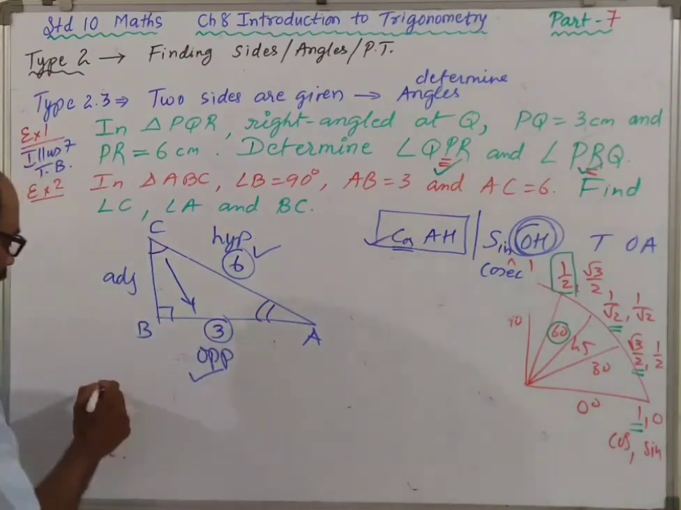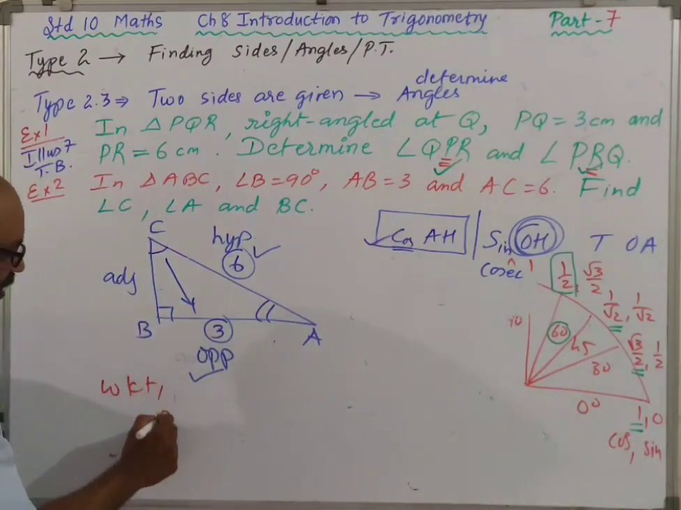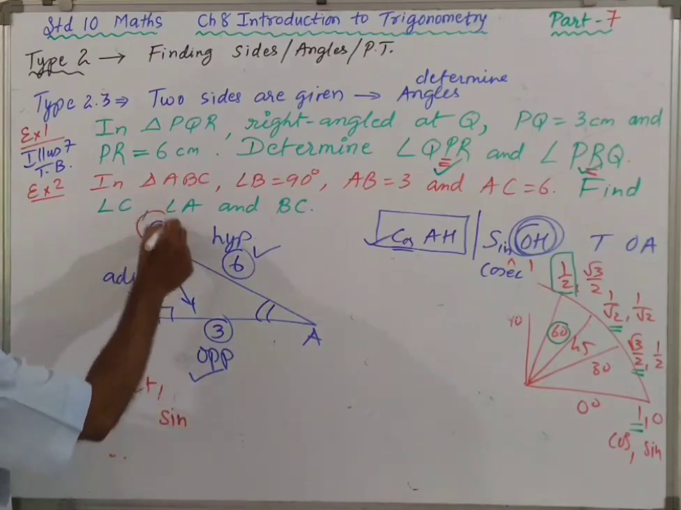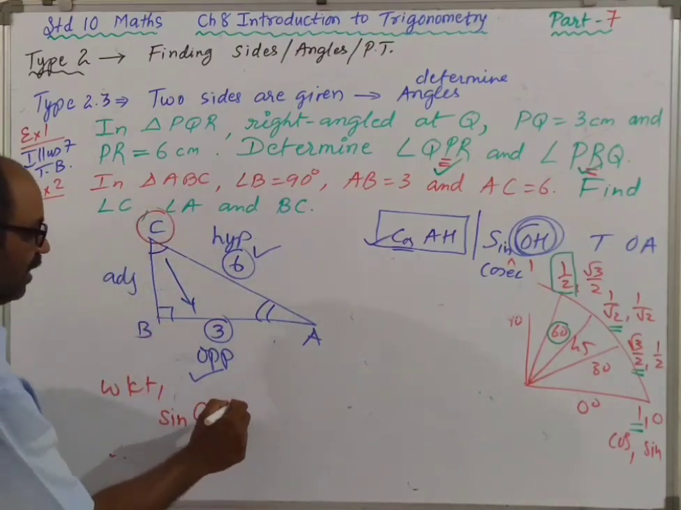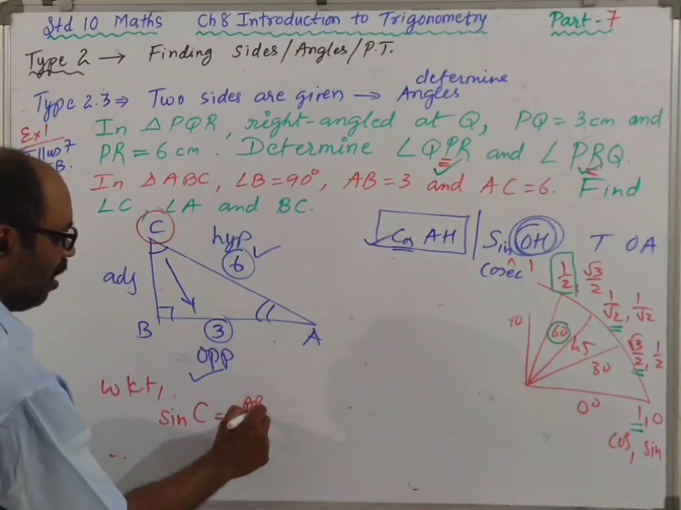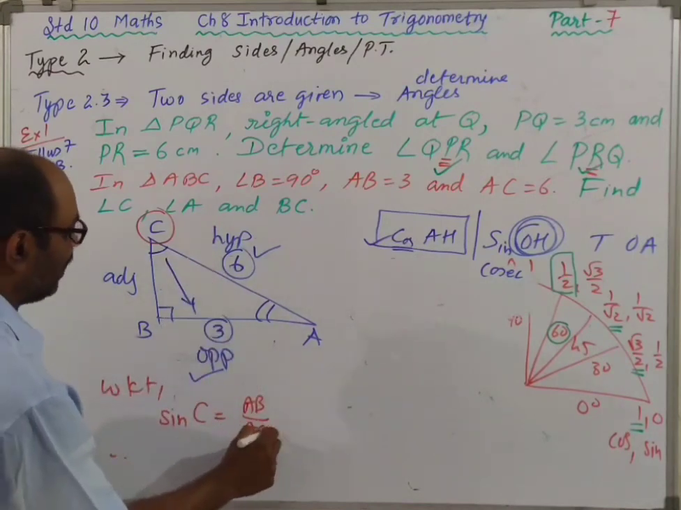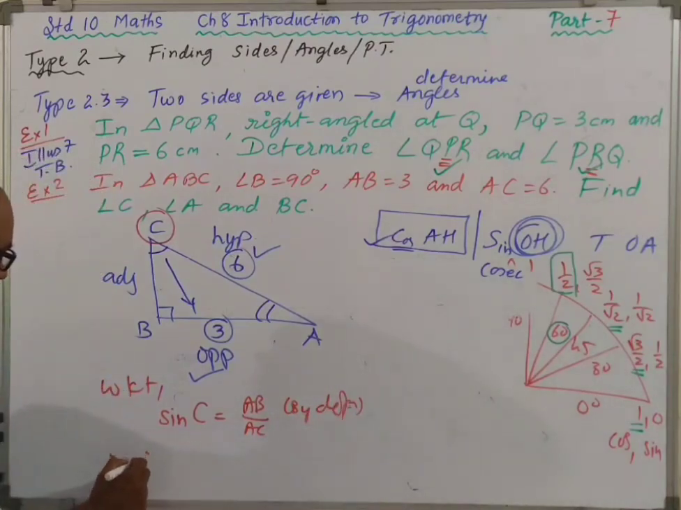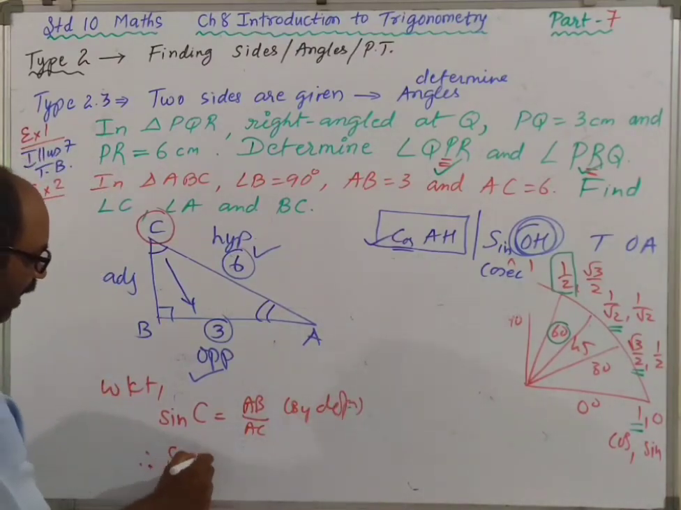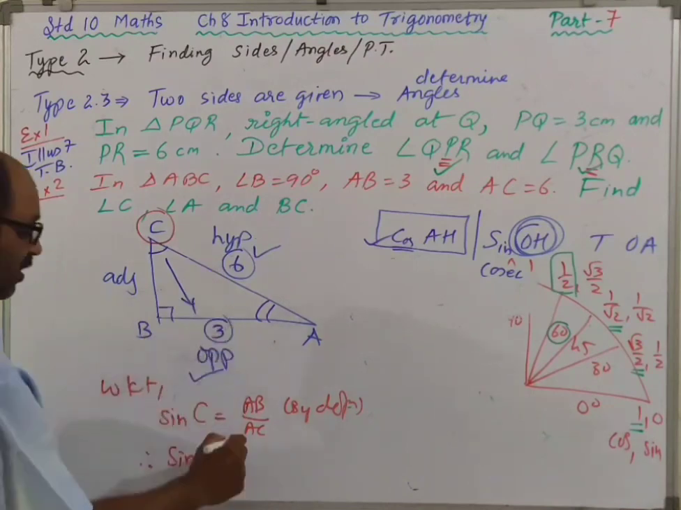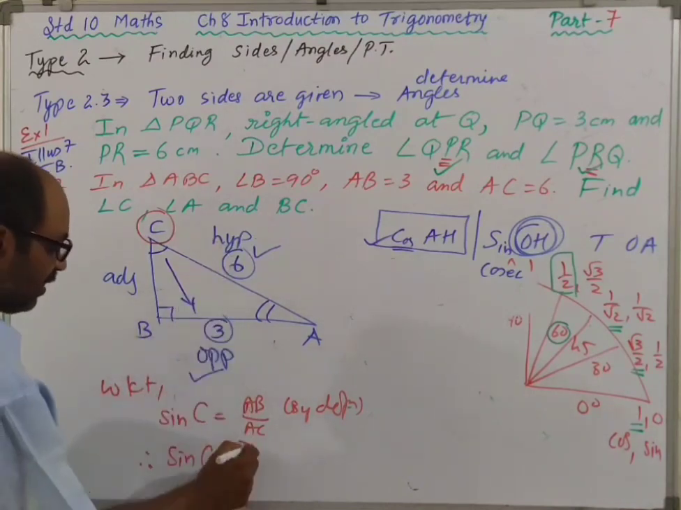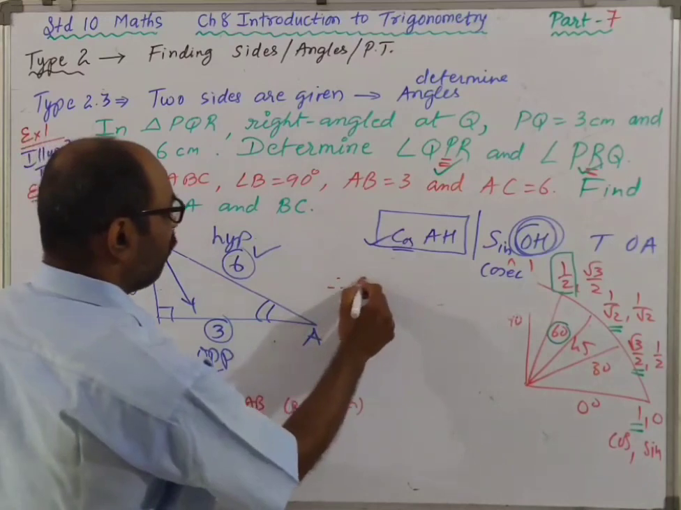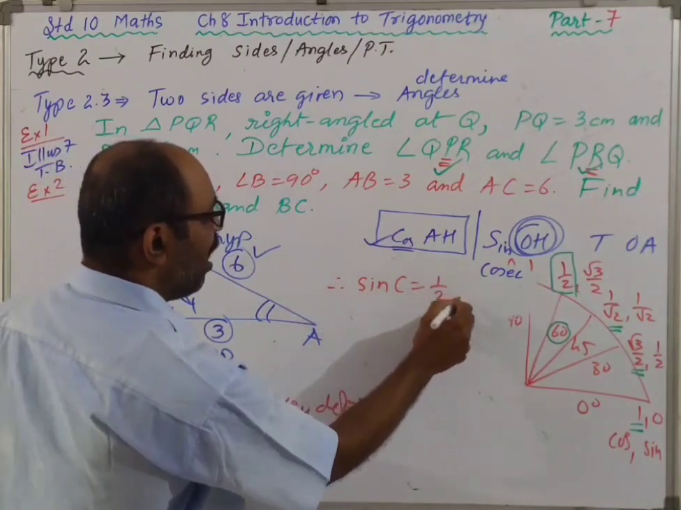We know that sine of which angle? Sine of C is equal to the opposite side AB upon the hypotenuse AC. Definitely, this is by definition. Therefore, sine of angle C is equal to AB, which is known, 3, upon 6. 3 ones are 3, 3 twos are 6. Therefore, sine C is equal to half.